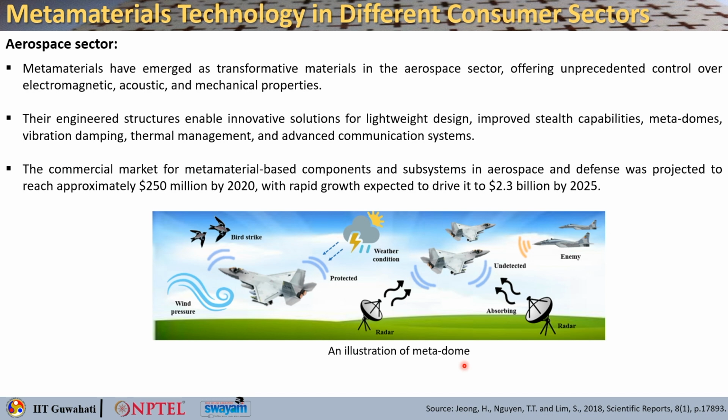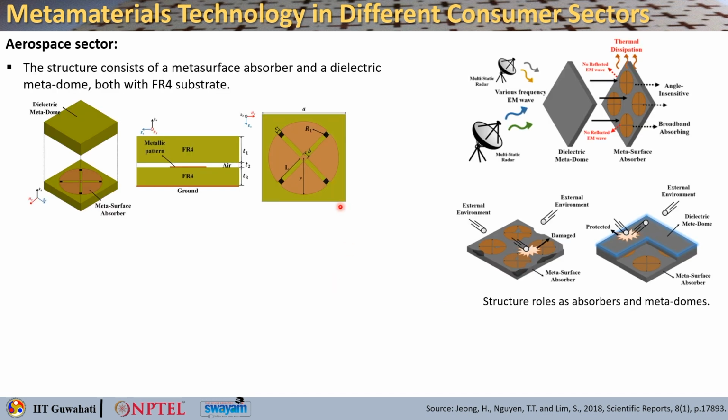Okay. So, metamaterial absorber application will be very important in stealth technology when you want to go undetected and target your enemies. So, what is important is that your metamaterial which is giving you the stealth technology is also protected from external force like wind pressure, bird strike and adverse weather conditions, and still it remains undetectable by the radar signals. So, the illustrated metadome not only enhances broadband radar absorption, it will also protect the structure from the external environment.